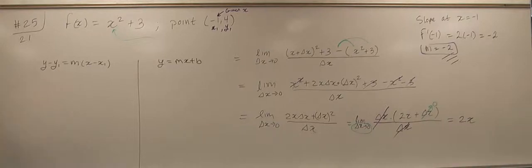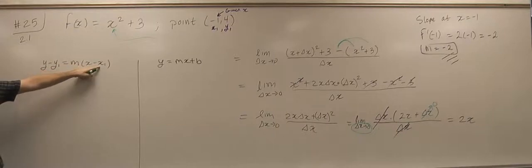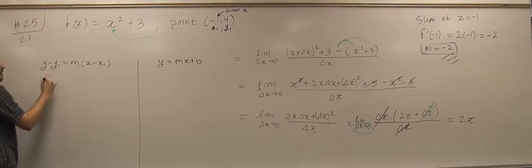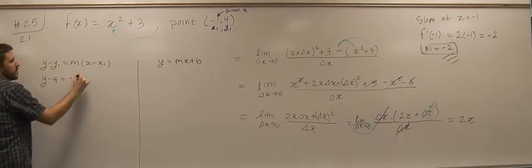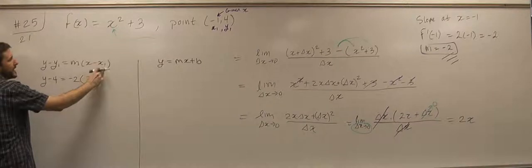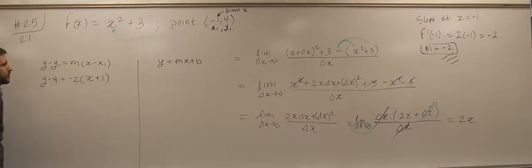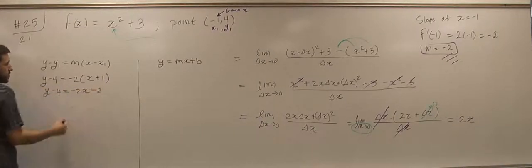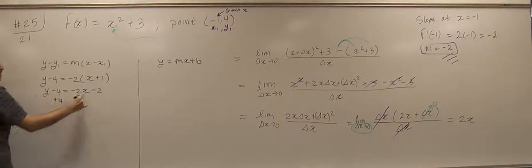Let's use this one right now. So to finish this off, I would plug in negative 1 for x1, 4 for y1, and negative 2 for m. So the equation of my tangent line will be y minus 4 equals negative 2 times x minus negative 1, which will be plus 1. I'll probably clean this up because it's ugly. Distribute out the negative 2 and add 4.